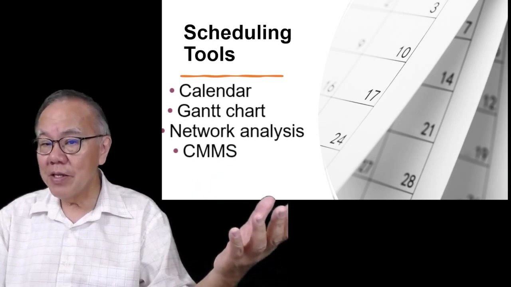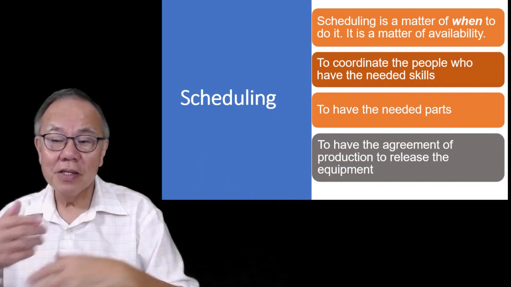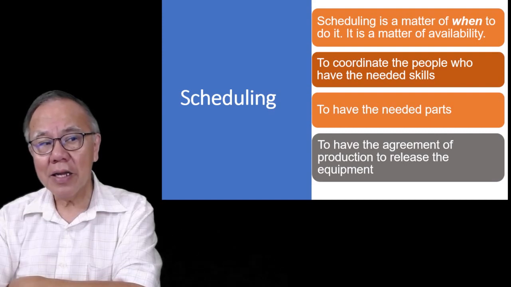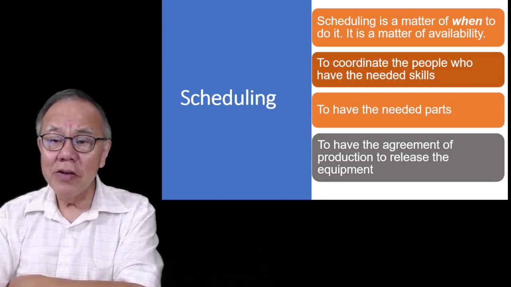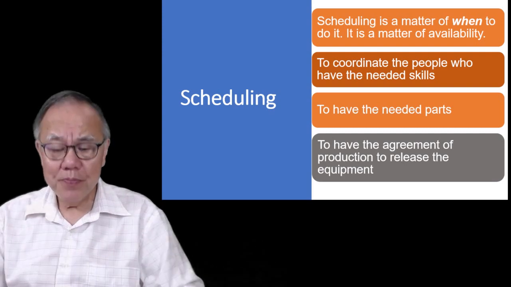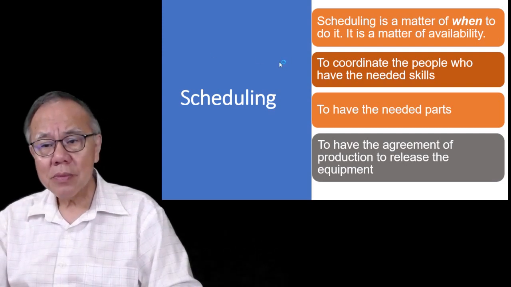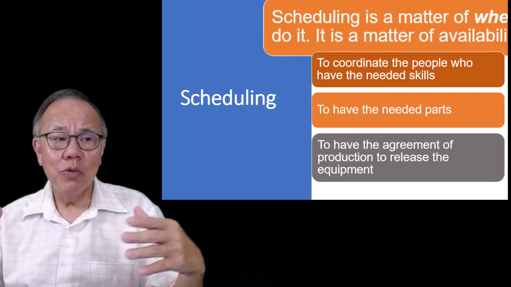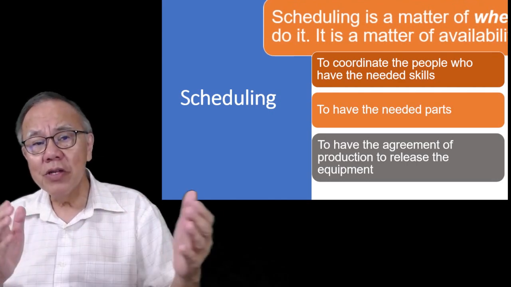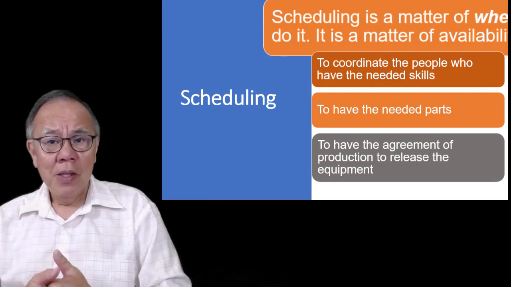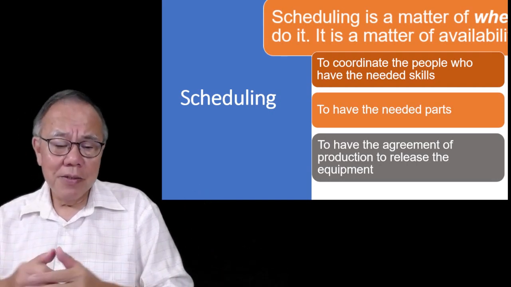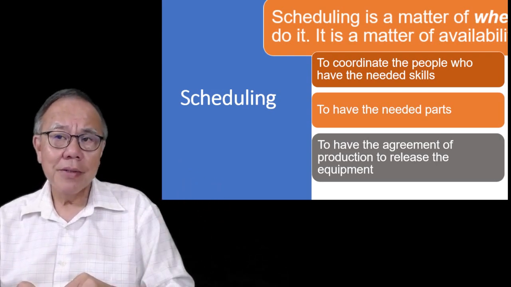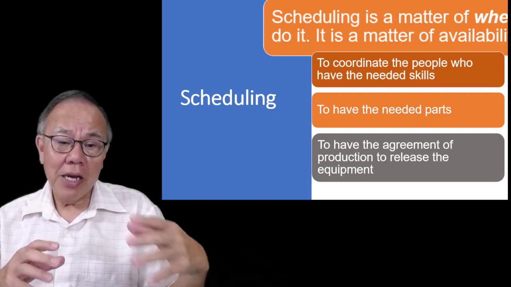Let's look at some of the attributes or characteristics. Scheduling is a matter of when to do. It's a matter of availability. In other words, when to do your service, and when is your equipment available? To coordinate that in production sometimes takes a bit of management skill.